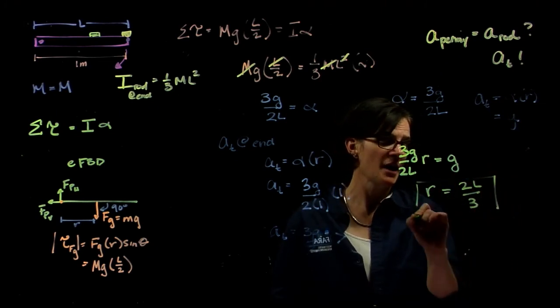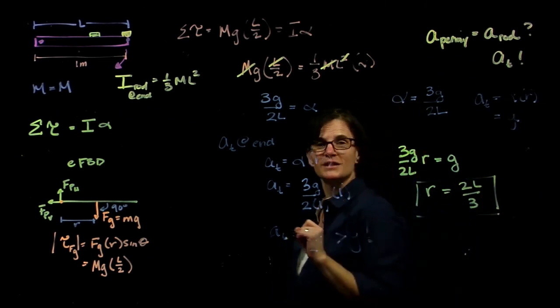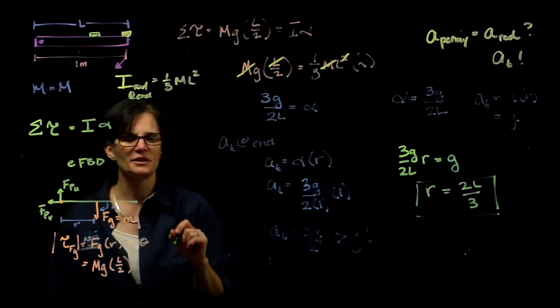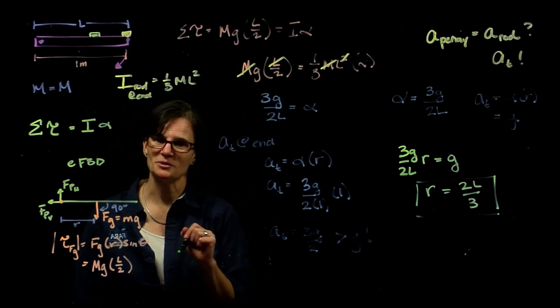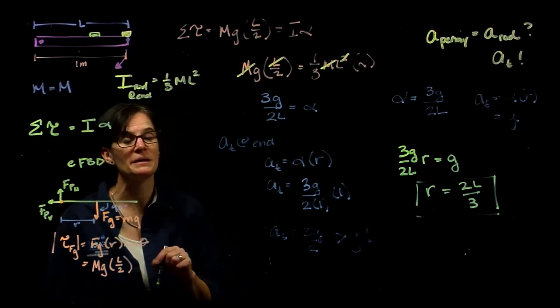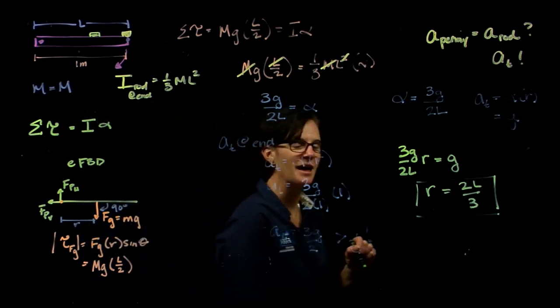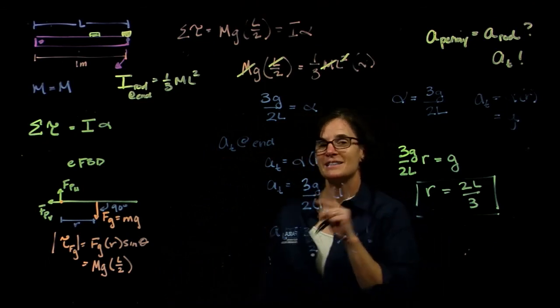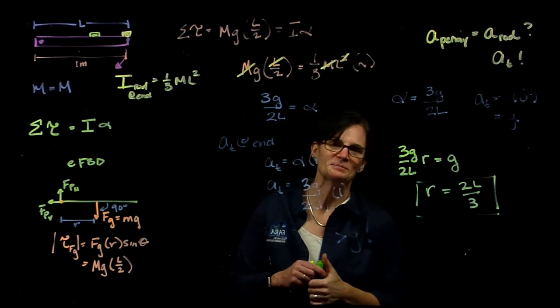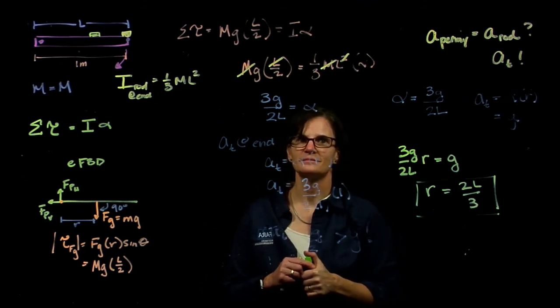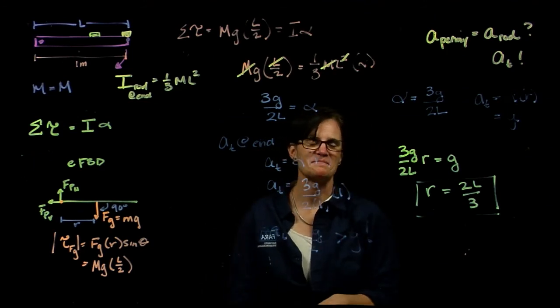So if I put my penny at 2/3 the length, the tangential acceleration at that point is equal to the acceleration due to gravity. The penny will begin to fall at the same rate as the rod and not separate until the rod is below the penny, until it falls off the rod.